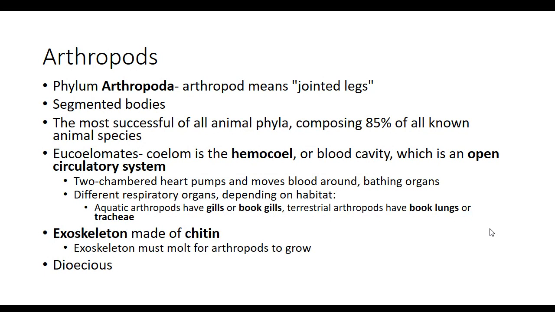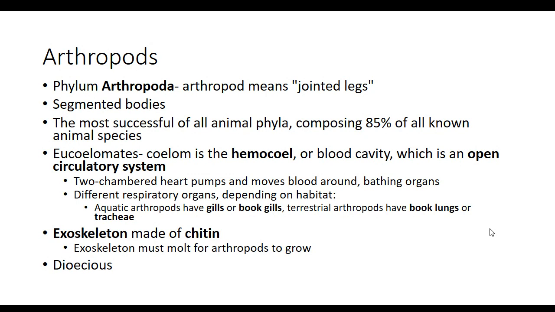This is considered the most successful of all animal groups. 85% of all known animal species. So we think of mammals like us being the most important animals because they're big and conspicuous, but insects, there's way more of them and way more different kinds of them, different species, and they can survive in many different kinds of environments.